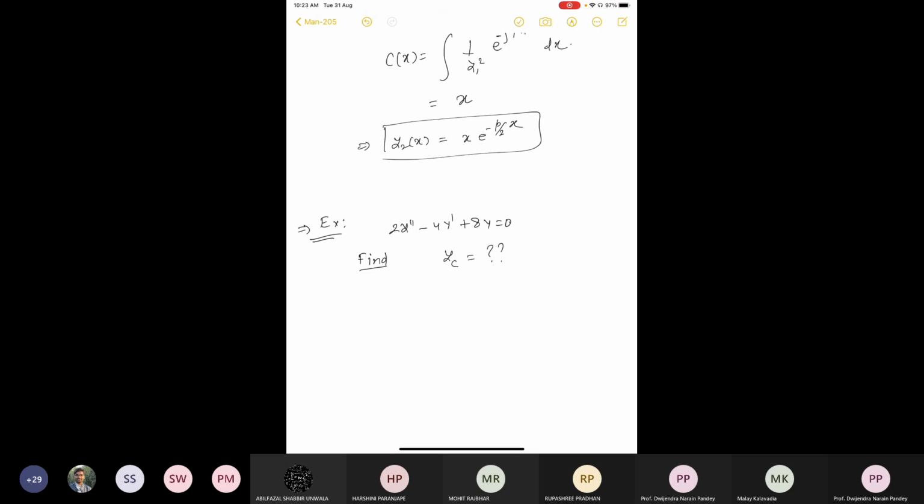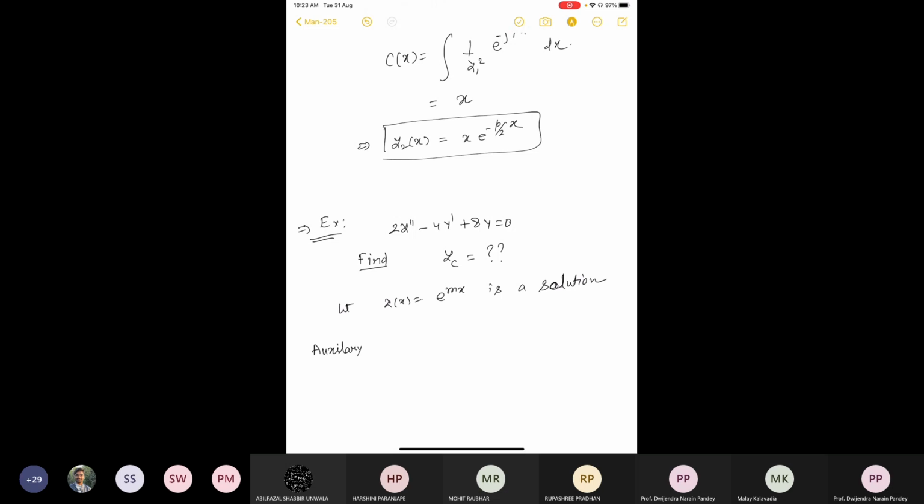So how to start? Since it is a linear differential equation with constant coefficients, let y(x) equal to e to the power mx be a solution. We are just letting it here. Okay, so then we find the auxiliary equation.